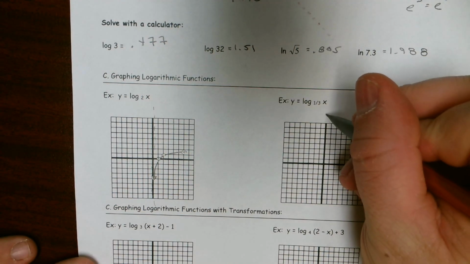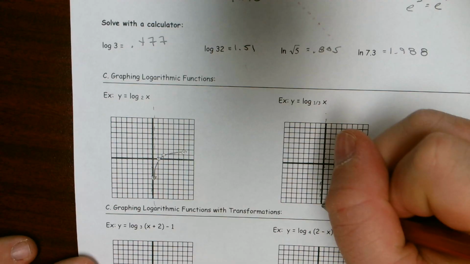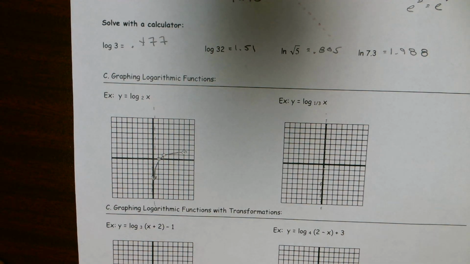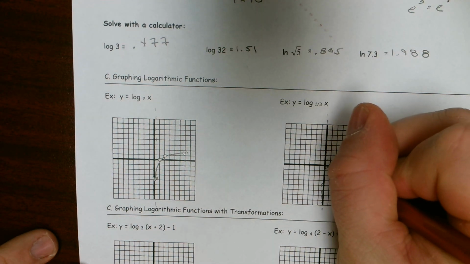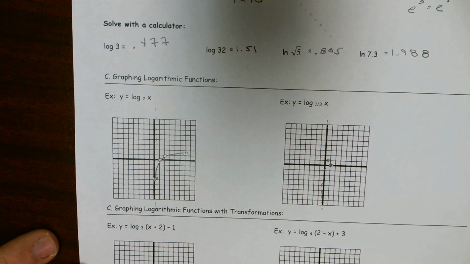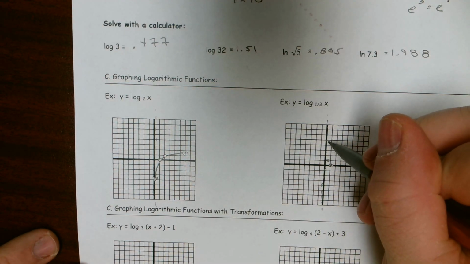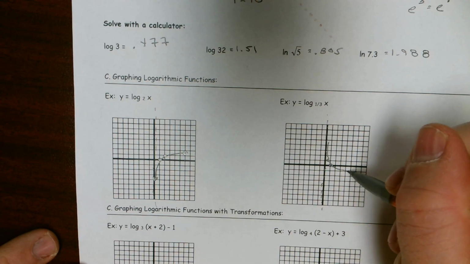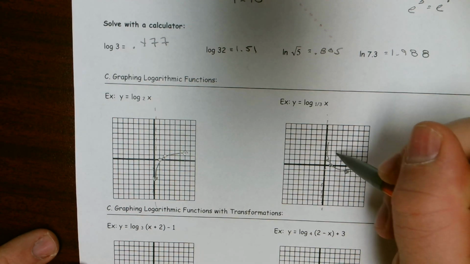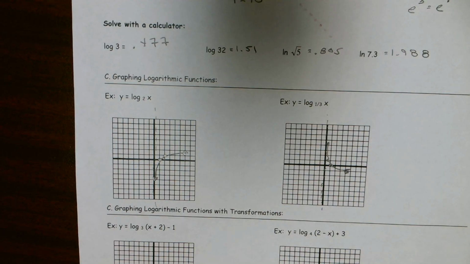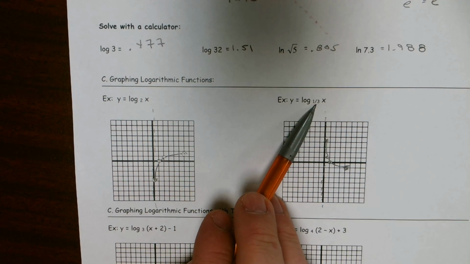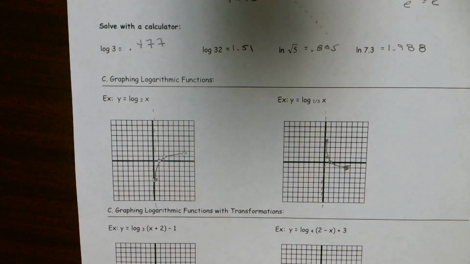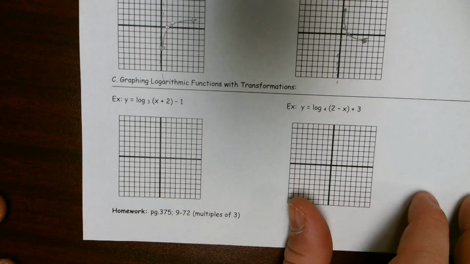Okay, same thing's going to happen in this next example. We've got a vertical asymptote at 0. If I plug in 1, I'm going to get out 0. And if I plug in the base, I'm going to get out 1. So if I plug in 1/3, I get out 1. And what that's going to do is it's going to flip the shape of my log, simply because the base is between 0 and 1.